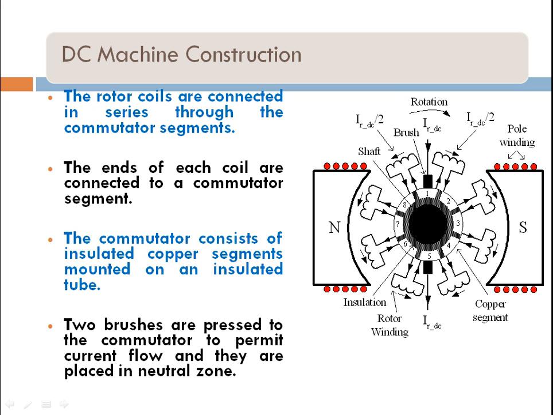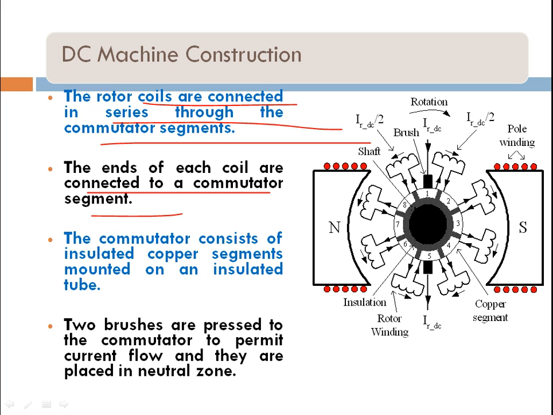The rotor coils are connected in series through the commutator segments. The end of each coil is connected to the commutator segment. The commutator consists of insulated copper segments mounted on an insulated tube, which I already mentioned. You can see here the actual circuit diagram. This is the insulator here, these are the north and south poles, and the pole winding is there. This is the shaft, the brush and copper segments, and the rotor winding is there.